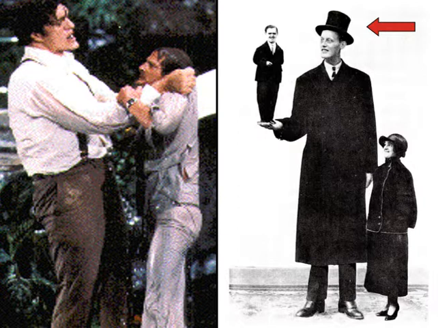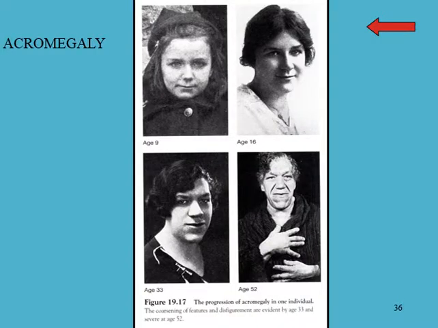So gigantism, an obvious abnormality. A condition called acromegaly. So if you develop a tumor in the anterior pituitary and produce large amounts of growth hormone, but your epiphyseal lines have already formed, you cannot continue to grow your long bones. So we call this condition acromegaly, and here's a series of pictures showing a woman developing acromegaly over time.